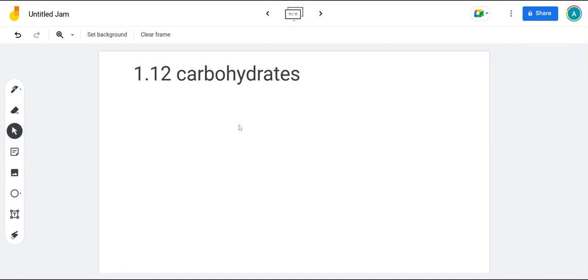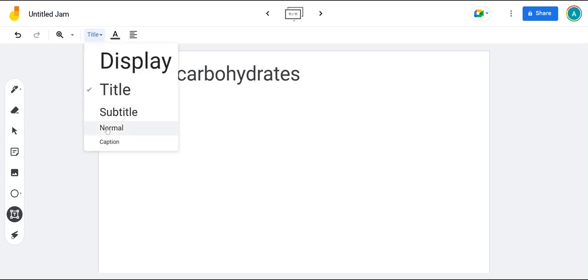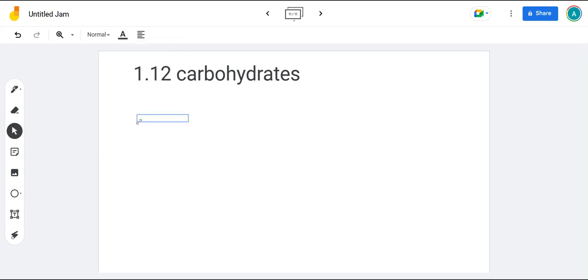about carbohydrates. So this is a much bigger spec point than the last few. So the first thing is knowing the difference between the different types of carbohydrate molecules. So let's go through those first of all. The names are quite self-explanatory. So we've got mono, which means one. We've got di, which means two. And we've got poly, which means many.